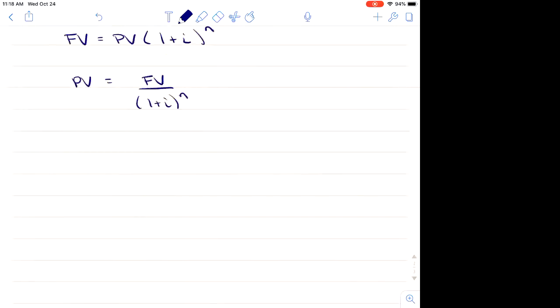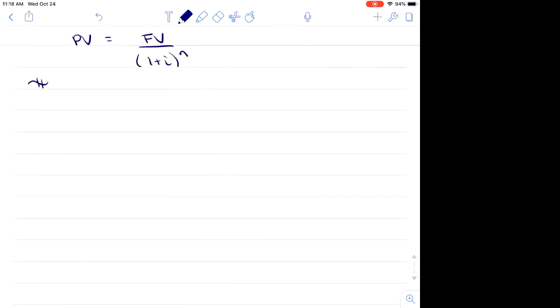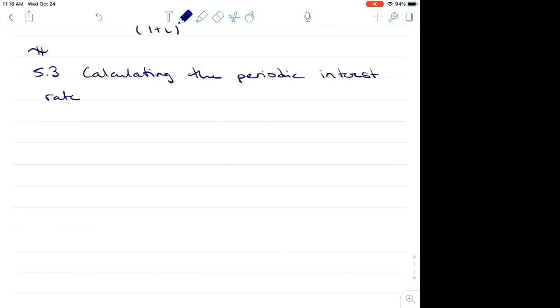Okay. So 5.3 is on calculating the periodic interest rate I.